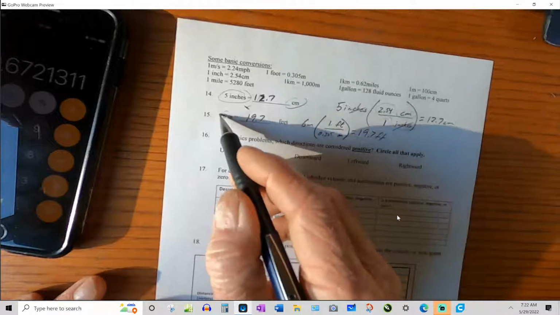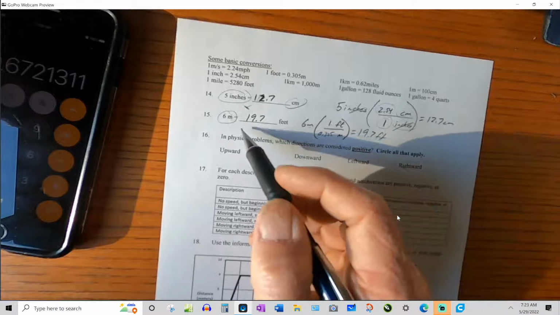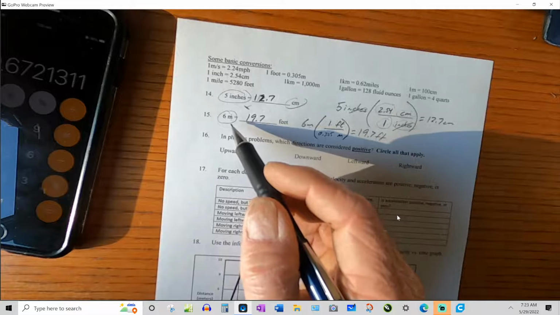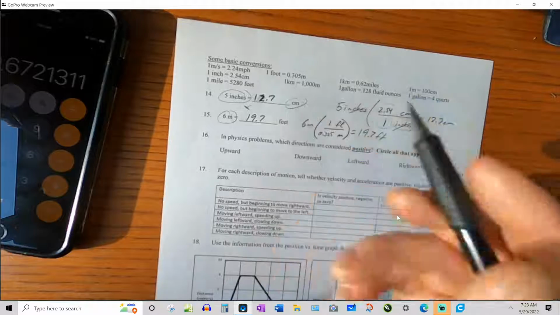So a meter is a long step. If you imagine walking along the classroom floor, a meter is about 3 feet, but it's a little bit more than that. So 6 times 3 is 18, and 19.7 is a little more than that.